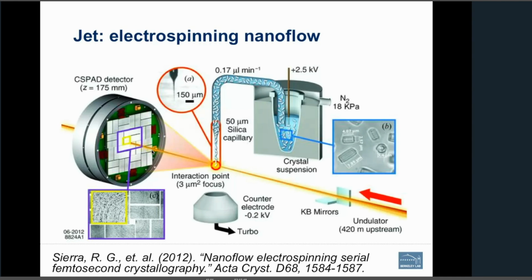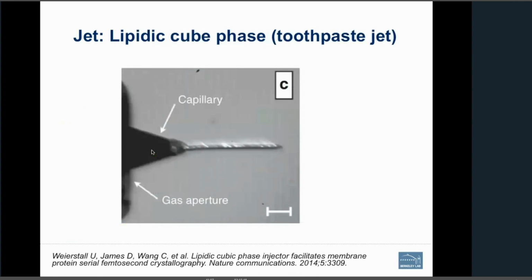Other liquid jets exist, including gas nozzles, which focus an injection stream. Other groups have been, so that can consume a lot of samples. So other groups have been investigating ways to do things like use lipidic cubic phase to inject the sample in kind of a toothpaste-like system where a very slow jet is extruded from a system and the crystals are suspended in a grease matrix.